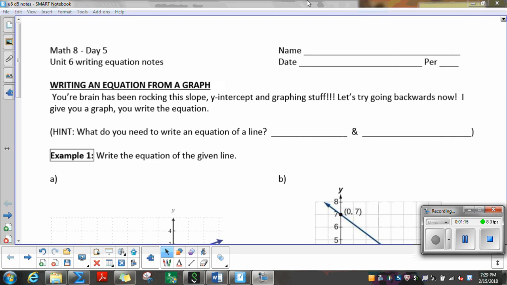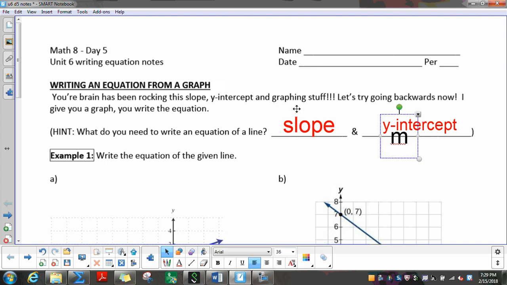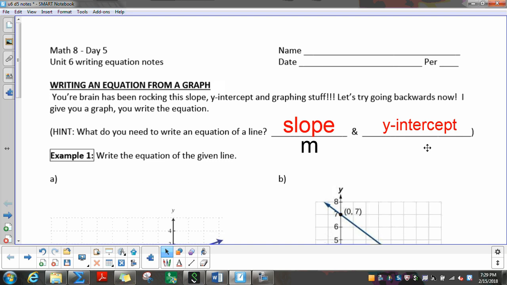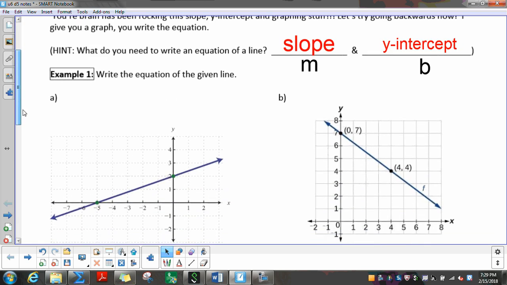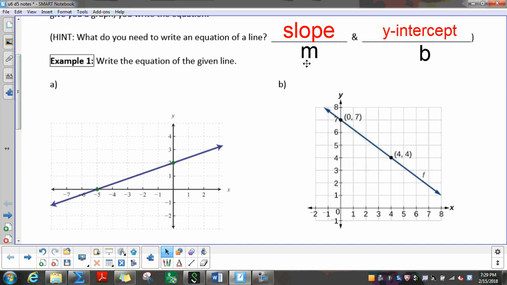When we were writing an equation to a line, like you saw the other day with slope-intercept form, what we really need is the slope and the y-intercept. Those are our two main things. That is the m and the b part of y equals mx plus b. Y and x are always going to stay letters, where m and b should be numbers. So m should be a number, b should be a number, and everything else stays the way it is.